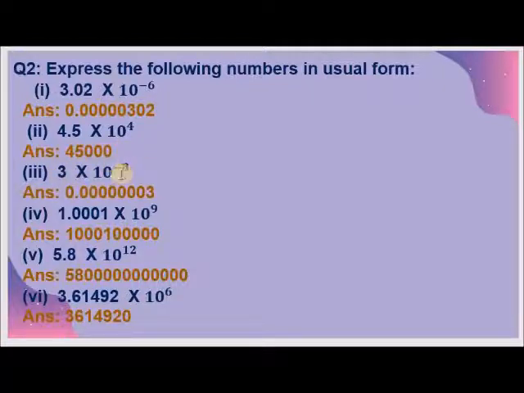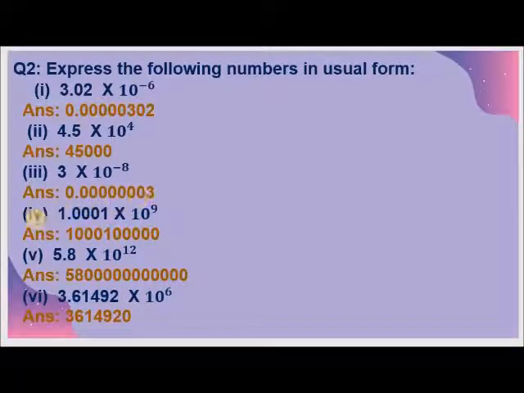Here the exponent is negative, so obviously we have to shift our decimal towards the left side. And after how many digits? After 8 digits. So our answer is 0.00000003, that is 3 and these 7 zeros.